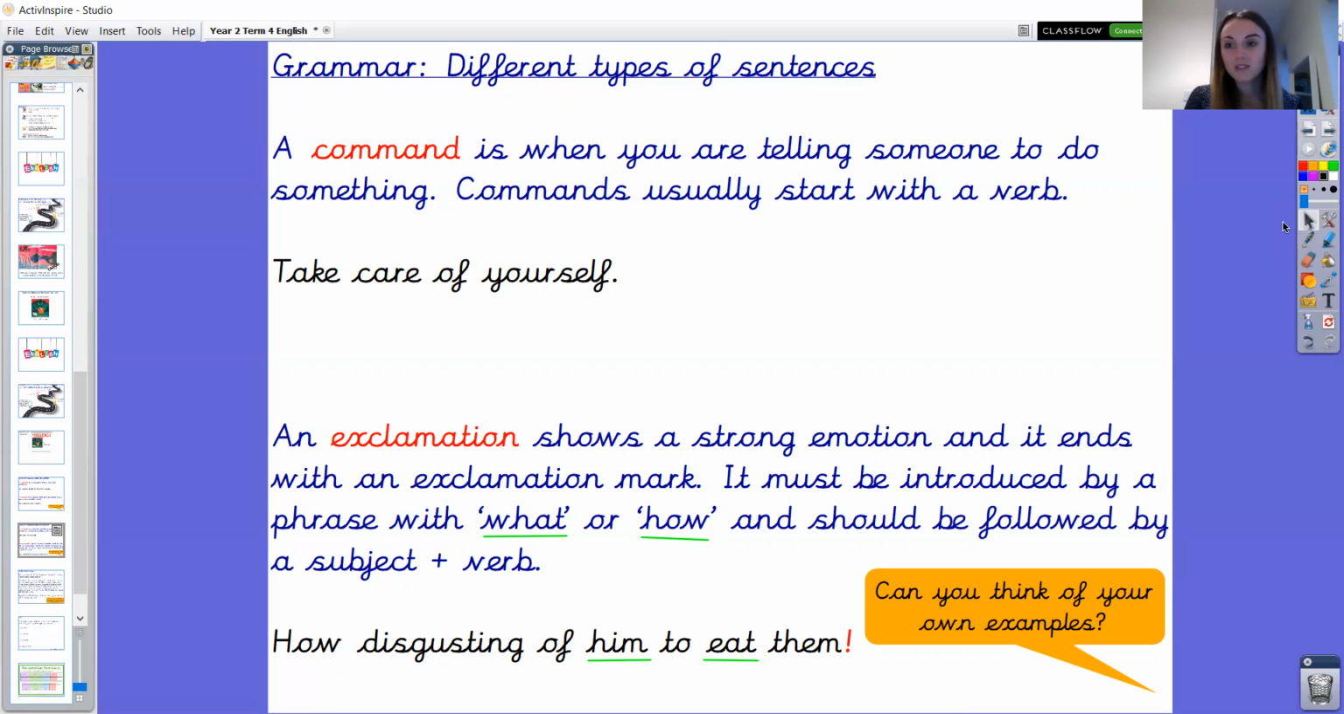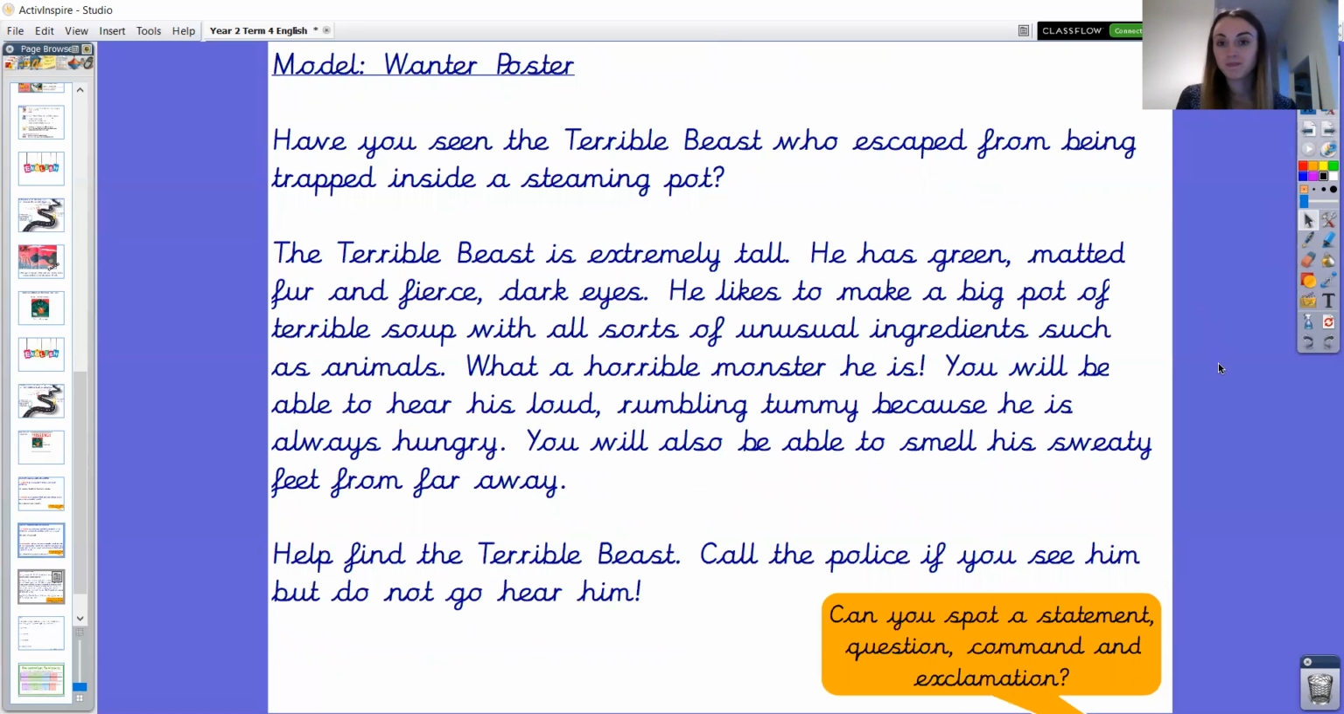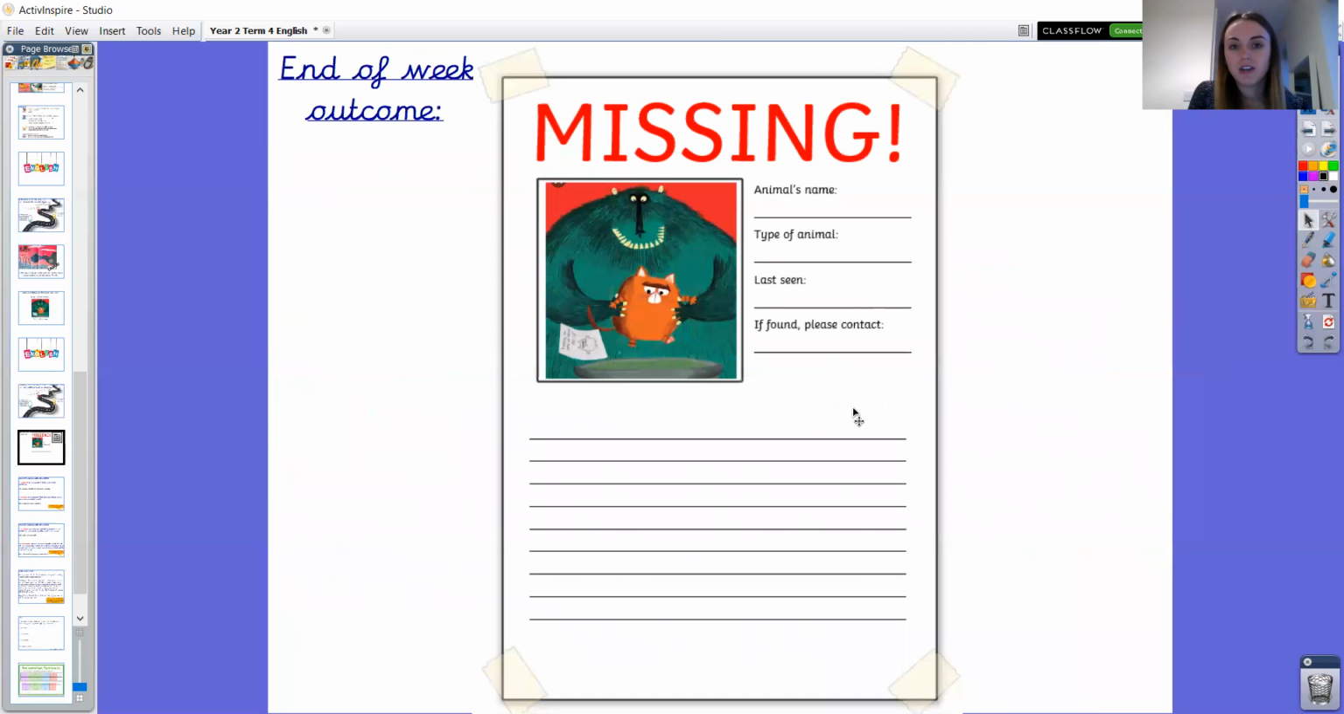So it'd be great if you could pause the video here, you two, and have a discussion around an exclamation sentence you might like to use in your poster tomorrow. Well done, year two. Okay, I'm going to share with you a model of the description I'm thinking of using in my wanted poster for tomorrow. So this piece of text here will be written at the bottom of the wanted poster, or if you choose to use the words missing, so a missing poster. So this is what's going to go at the bottom here, adding a description of the animal who is missing, so the terrible beast.